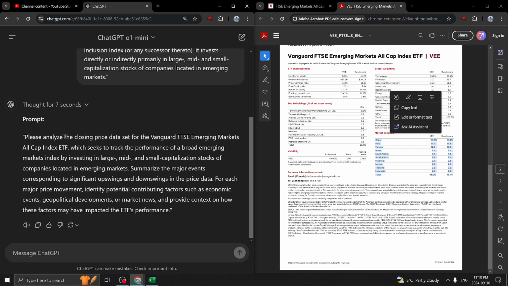Please analyze the closing price set for the Vanguard FTSE Emerging Markets All Cap Index ETF, which seeks to track the performance of a broad emerging market index by investing in large, mid. Summarize the major event. For each major price, identify potential contributing factors such as. Okay. Should we write this?